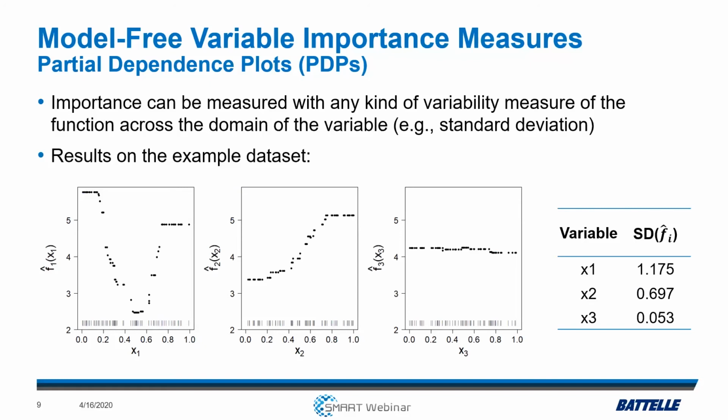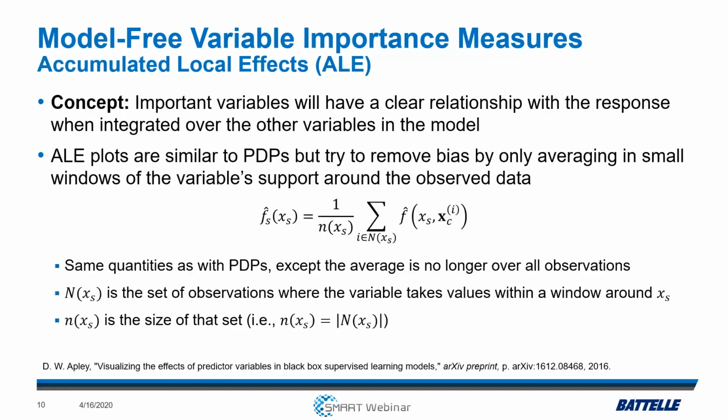Okay, but the issue here is, when you fix the value of one of these variables, you're basically integrating over all the support of all of your variables, and it's possible that the predicted response curve is interesting in different parts of the space in different ways. You may not want to do this kind of global level integration. And so this fourth method I'll talk about is called accumulated local effects.